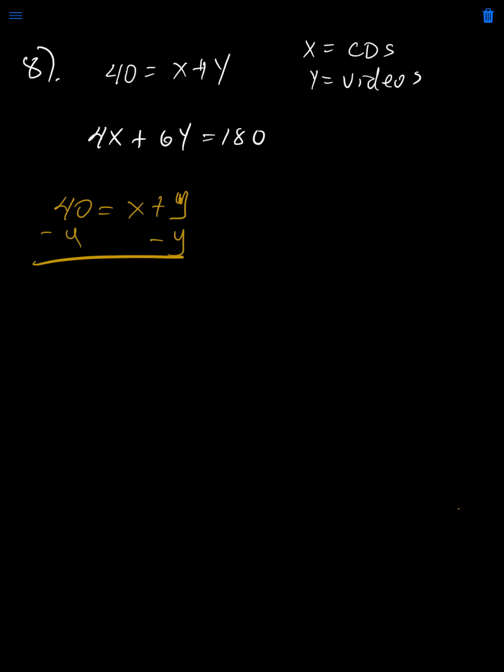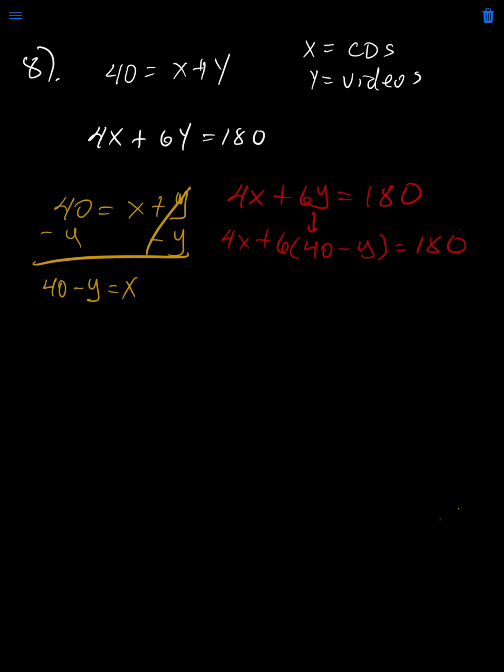So this is actually super easy. What you have to do, I'm going to take the first one, 40 equals X plus Y. Subtract Y on both sides. So it becomes 40 minus Y equals X. So since that's what X is equal to, I'm going to take the bottom one, 4X plus 6Y equals 180. I'm going to take that and plug it in, 4X plus 6, 40 minus Y equals 180.